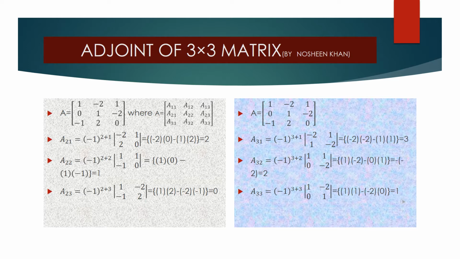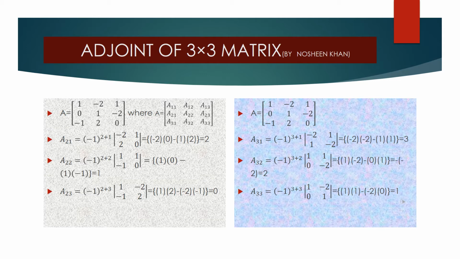The next cofactor is A23, and it exists in the third column and second row. So neglect all these values and take the remaining values, which are 1 minus 2 minus 1 2, and the subscript is 2 3, so minus 1 power 2 plus 3. Minus 1 power 5 will give you minus 1, and 1 multiplied by 2 minus 2 multiplied by minus 1, so minus 2 plus 2 will give you 0.